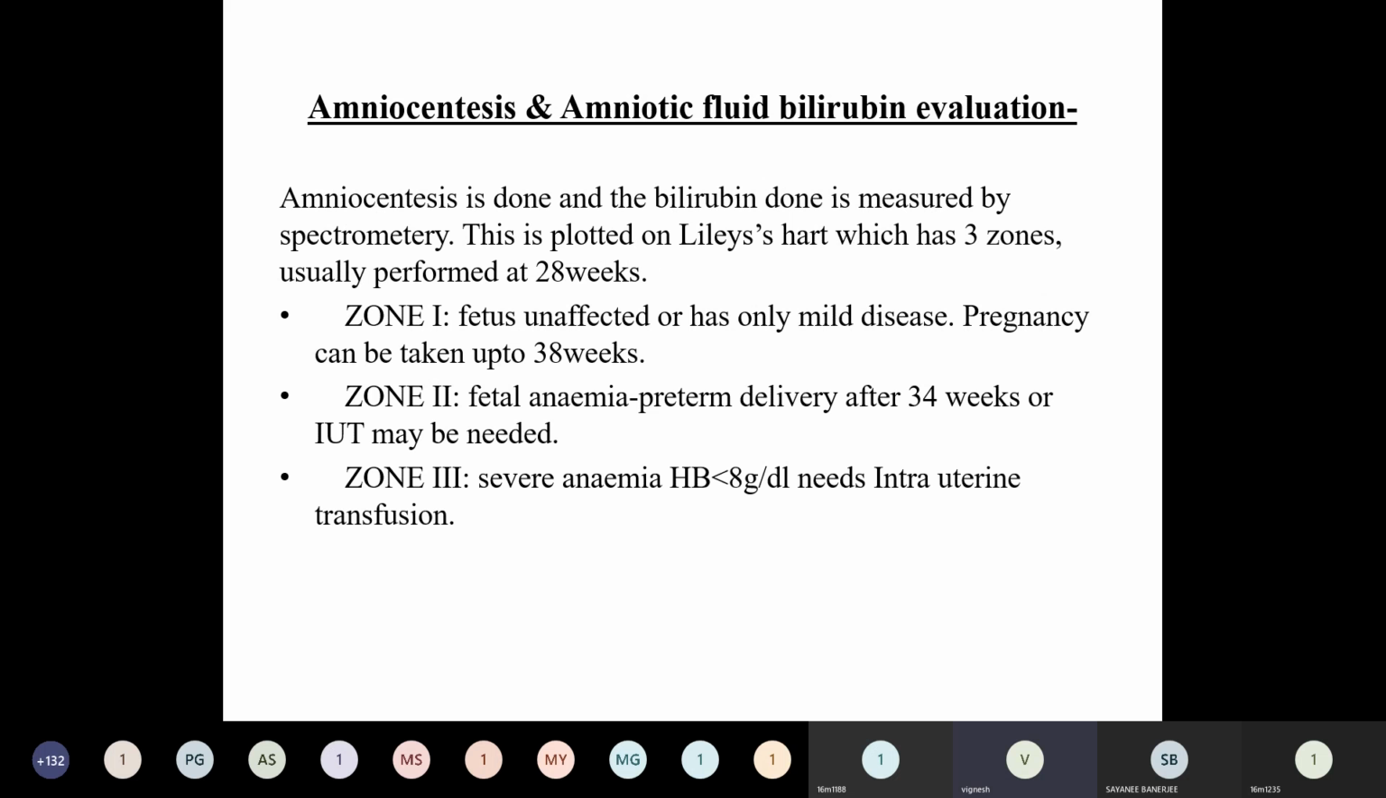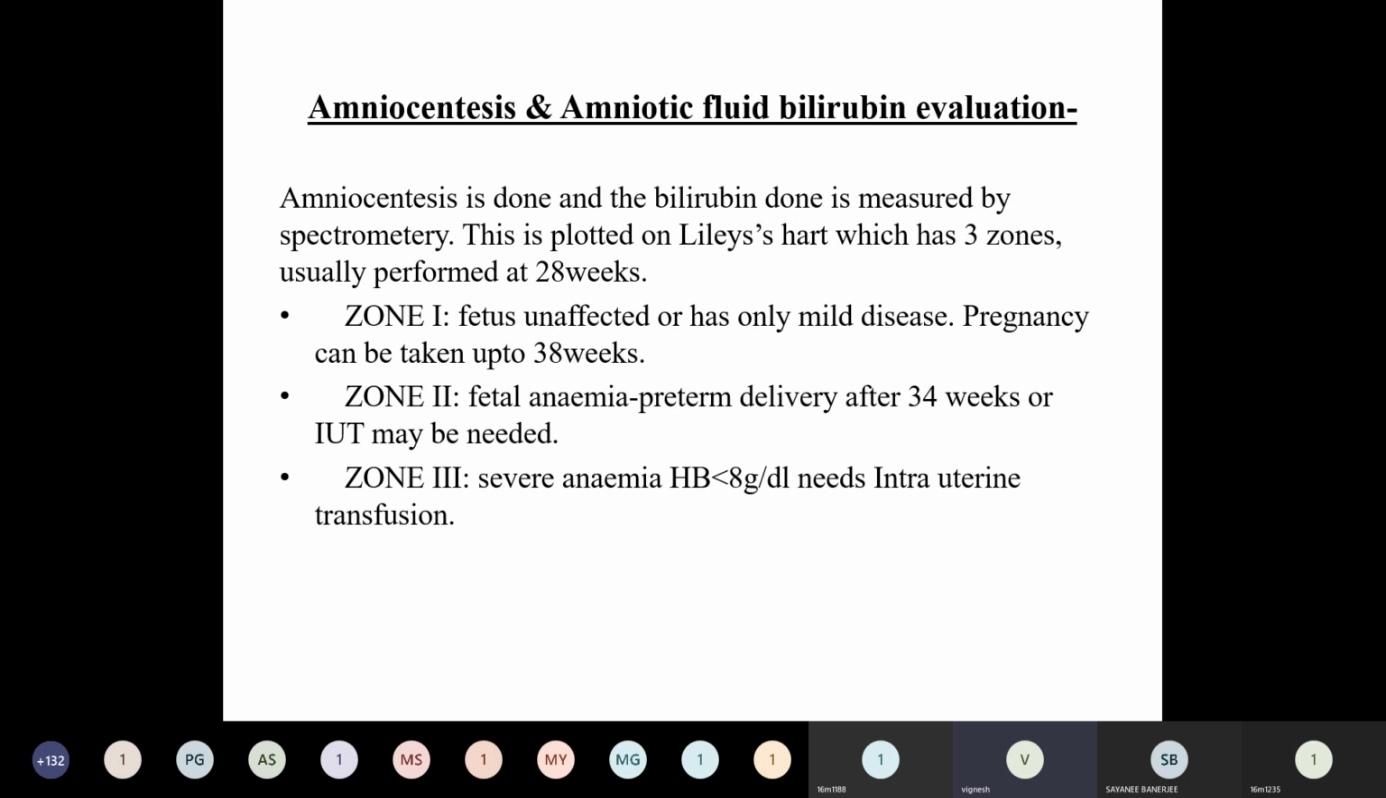If the ICT is positive at 1 in 16, you are supposed to do amniocentesis and amniotic fluid bilirubin evaluation. The amniocentesis is done and the bilirubin is plotted in the Liley's chart, which has 3 zones, usually performed at 28 weeks. The bilirubin is charted with an optical density at 450 nanometers. If it falls in zone 1, the fetus is unaffected or has only mild disease. In such cases, you continue the pregnancy up to 38 weeks.